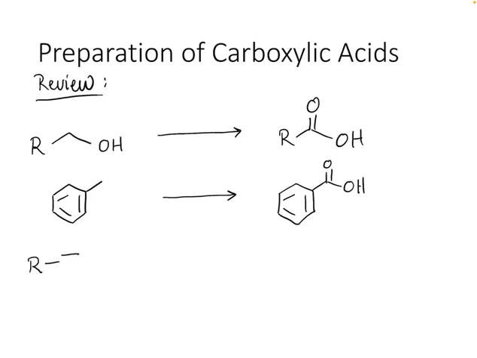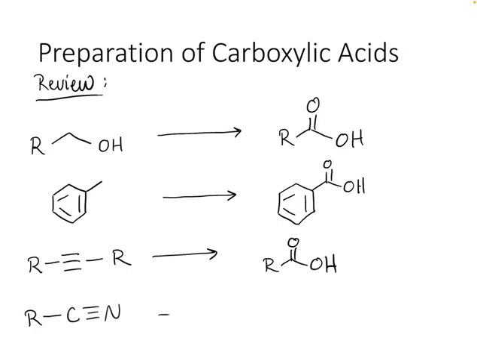You could also start with an alkyne and form a carboxylic acid. Or you could start with a cyanide group and turn that into a carboxylic acid. All right, so see if you can remember the reagents that you would use to perform each of these conversions. You can pause the video and see if you remember these reagents. So what would go above and below the arrow? And when you unpause, we'll go over it together.